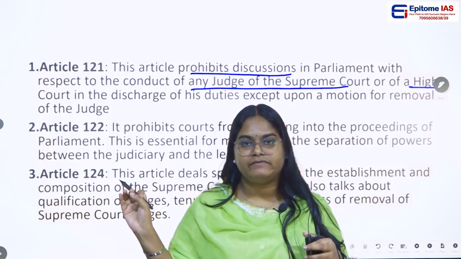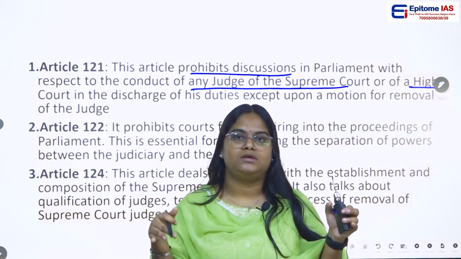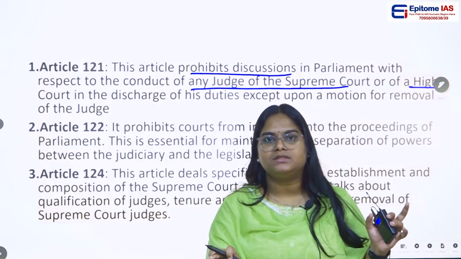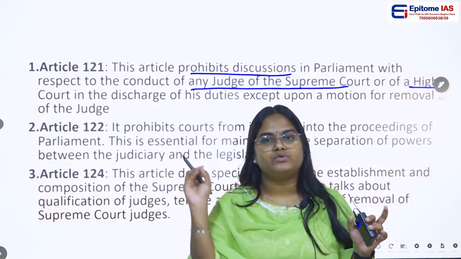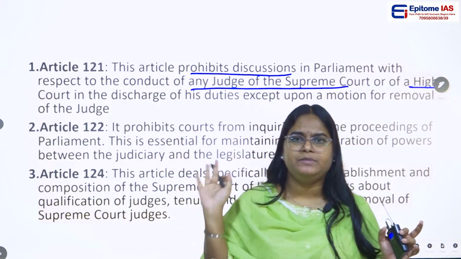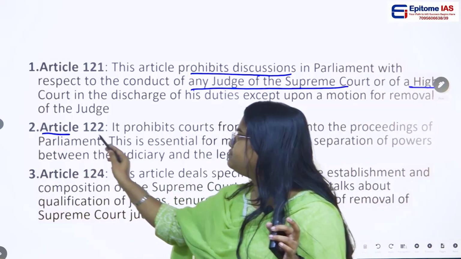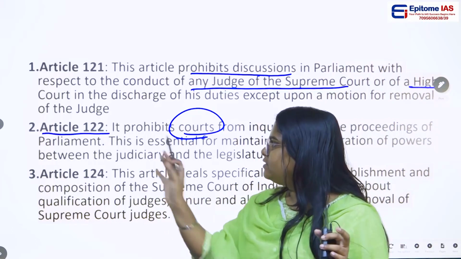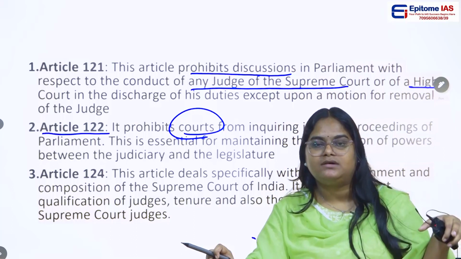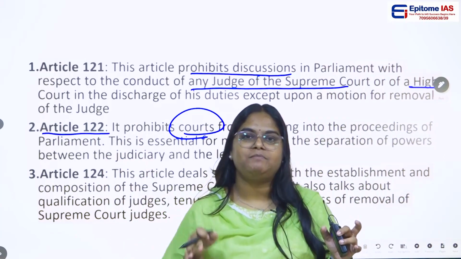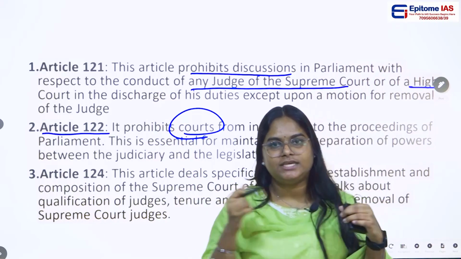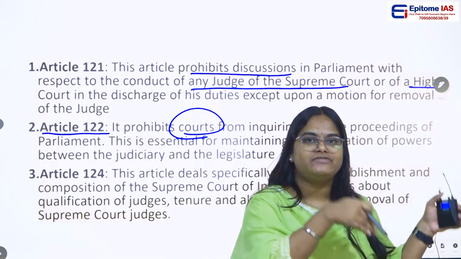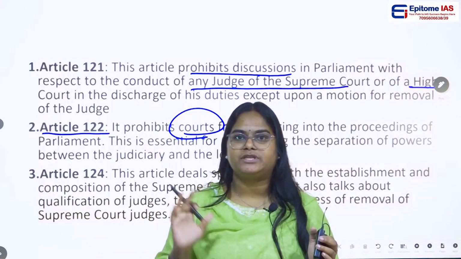There is an exception when the session is talking about the removal, the impeachment, of the judges of the Supreme Court or High Court. Then they can discuss that particular judge. But apart from that, the Parliament usually can't discuss the conduct of the judges. And Article 122 prohibits the courts from inquiring into the proceedings of the Parliament. So the courts can't talk about the proceedings happening in Parliament. Both these articles help in the separation of power. The judiciary should not interfere in the legislature, and the legislature should not interfere in the working of the judiciary. So both are related to the separation of power doctrine.